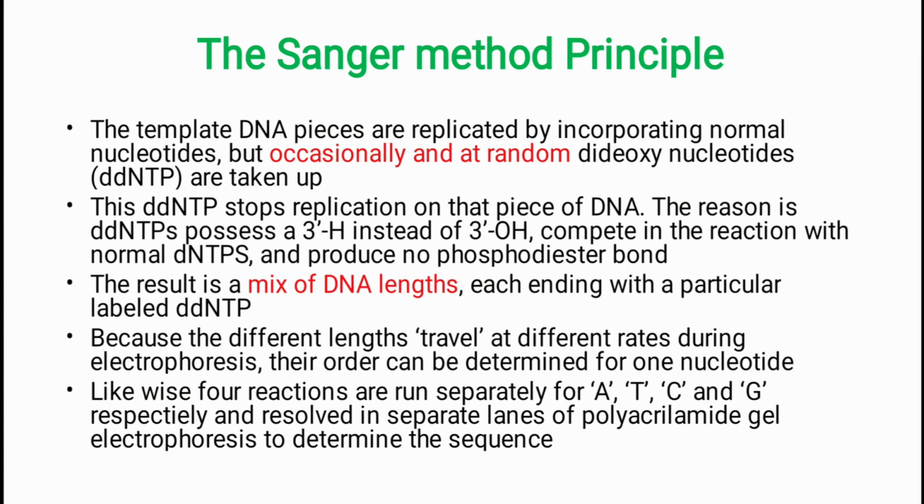Likewise, we have to set up 4 reactions. In reaction 1, we add a small portion of ddATP, and in reaction 2 we add a small proportion of ddTTP. In reaction 3 we add a small proportion of ddCTP, and in reaction 4 we add ddGTP. So in each reaction we will get different lengths of fragments that have ends of A, T, C or G, and after running in polyacrylamide gel electrophoresis we can easily determine their positions.